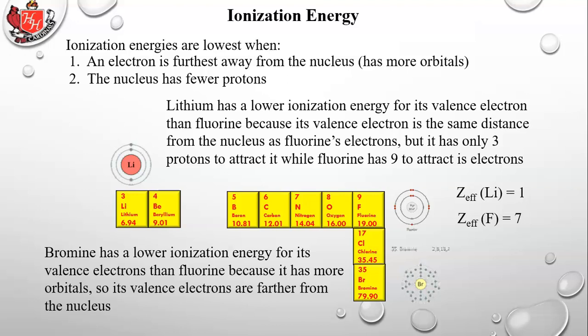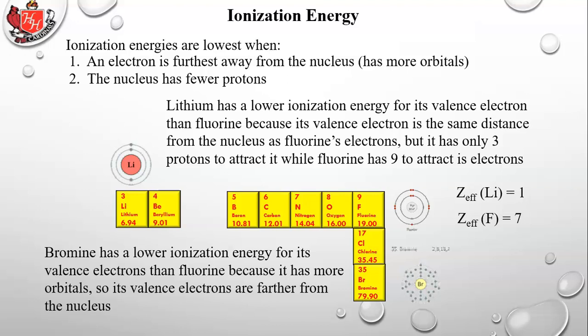Okay, so let's read this. Bromine has a lower ionization energy for its valence electrons than fluorine because it has more orbitals. So its valence electrons are farther from the nucleus. Now, you're going to say, wait a minute, but bromine has a lot more protons than fluorine. So when you're going up and down a column or a group, it's the number of orbitals that determines the ionization energy. The more orbitals, the lower the ionization energy. That is, the easier it is to pull an electron away from the valence orbital.